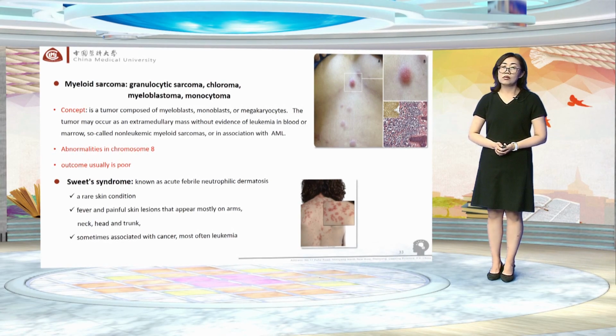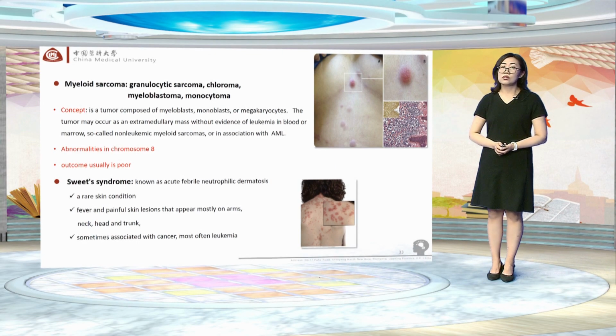Biopsy specimens are positive for chloroacetate esterase, lysozyme, myeloperoxidase, and a cluster of differentiation CD markers of myeloid cells. Abnormalities in chromosome 8 are the most frequent cytogenetic disturbance in myeloid sarcomas. Systemic chemotherapy, rather than local therapy, should be used for treatment, although the long-term outcome in such cases usually is poor.